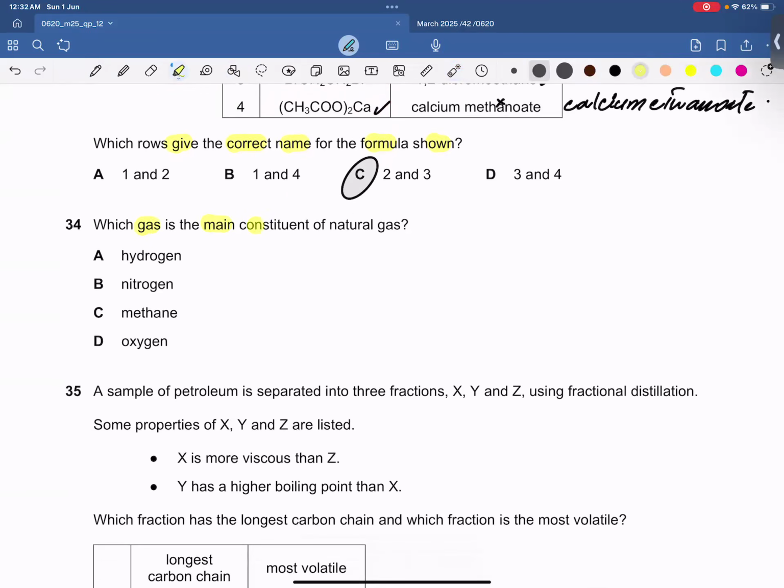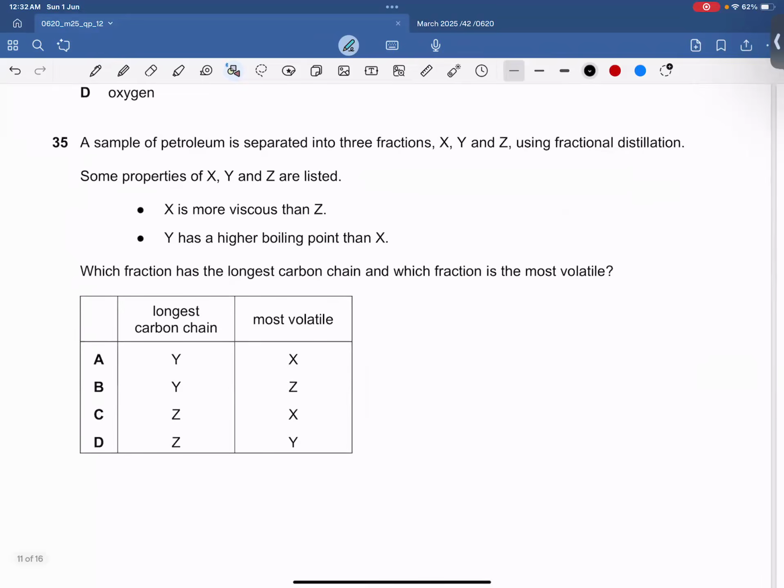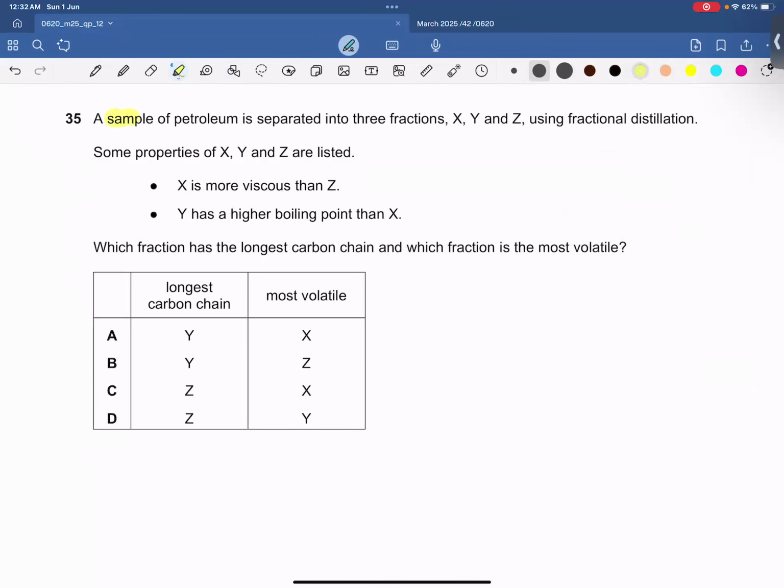Which gas is the main constituent of natural gas? Natural gas is basically methane. And methane has a formula of CH4, which means C is going to be the right answer. My goodness. 35. A sample of petroleum is separated into three fractions, X, Y, and Z, using fractional distillation.